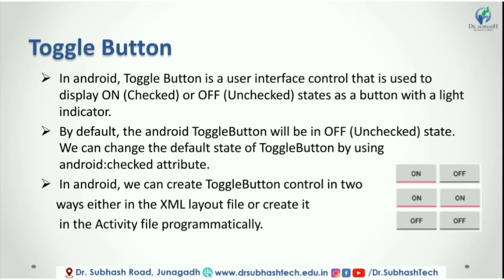By default, the Android toggle button will be in off, meaning unchecked state. We can change the default state of toggle button by using the android:checked attribute. In case we want to change the state of toggle button to on, meaning checked, then we need to set android:checked equal to true in our XML layout file. In Android, we can create toggle button control in two ways, either in the XML layout file or programmatically in the activity file.